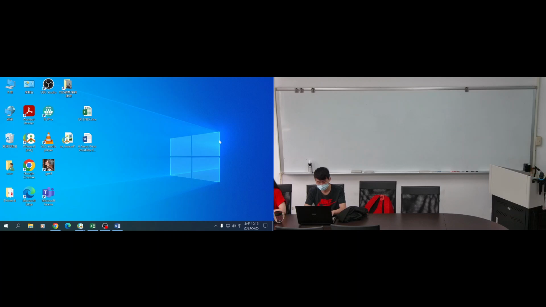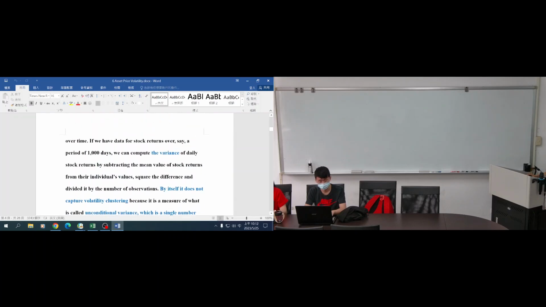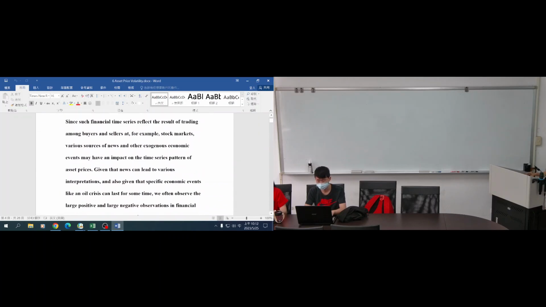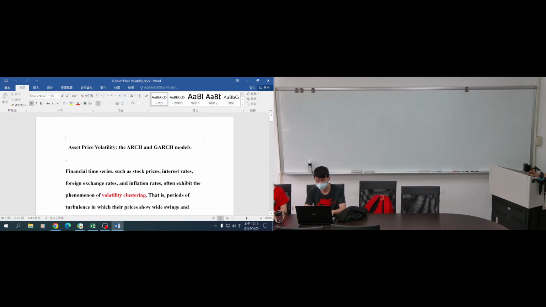Okay, let's start today's topic. I'm talking about the ARCH and GARCH model, and I think this is especially useful for financial assets. Most of the time we are looking at or studying the rate of returns.